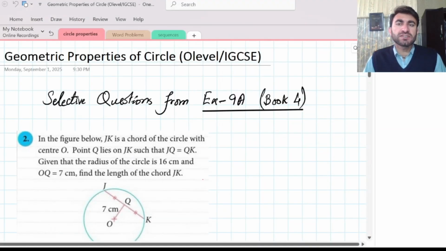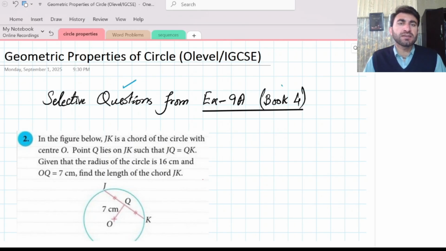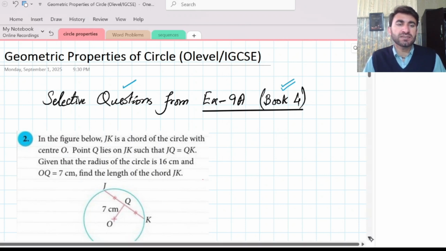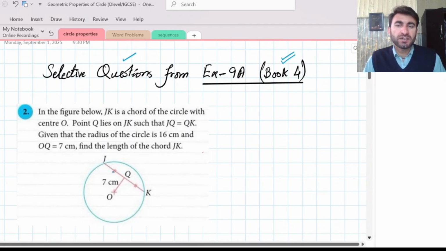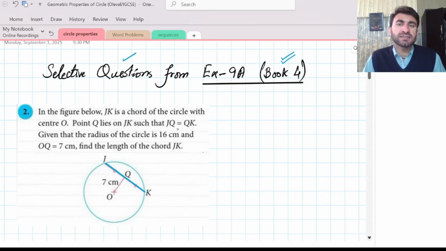These are some selective questions from exercise 9A of book 4, and the first question states: in the figure below, JK is a chord of the circle with center O. We can see a circle over here, its center is marked O, and JK is a chord of that circle. Point Q lies on JK such that JQ equals QK, which means these two parts are equal. That actually means that OQ is passing through the midpoint of that chord.